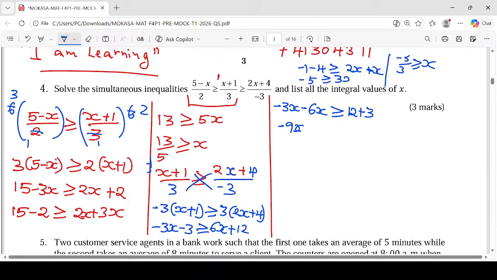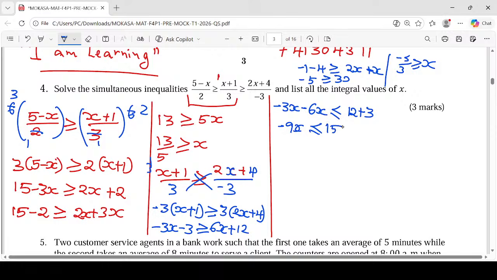I want you to take full note of this, because we are involving the negative, the inequality symbol here had to change, and now it is going to change to being now less than or equal to. So this will be now negative 9x is less than or equal to 15.